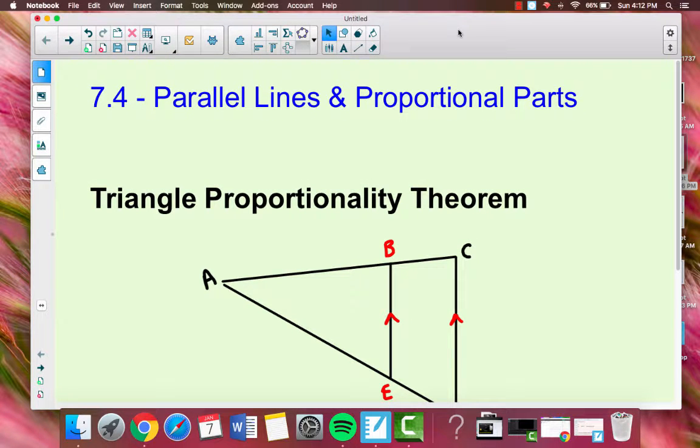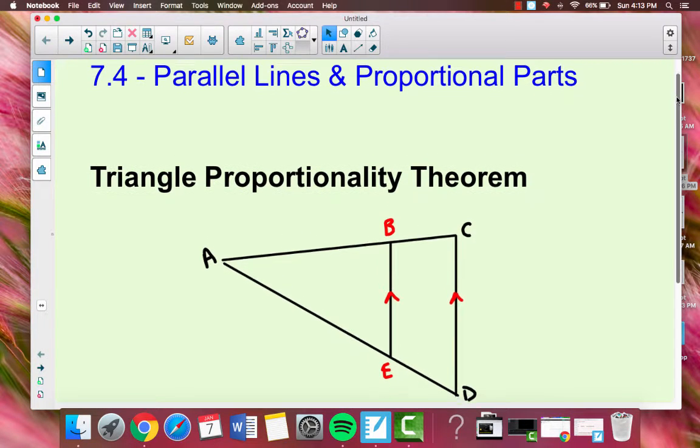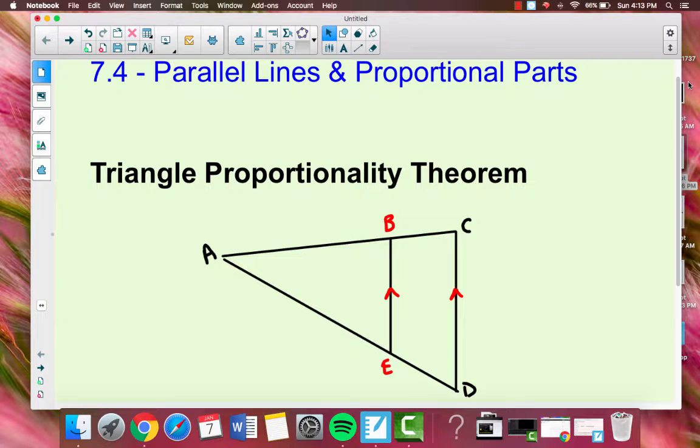Today it's going to be about parallel lines and proportional parts. So the big thing in this section is that we're going to be dealing with some triangles and some images that are not triangles, but the main thing is the parallel lines. And we're going to be using parallel lines to create proportions and ratios similar to what we've talked about in the previous sections. So go ahead and write this first example down.